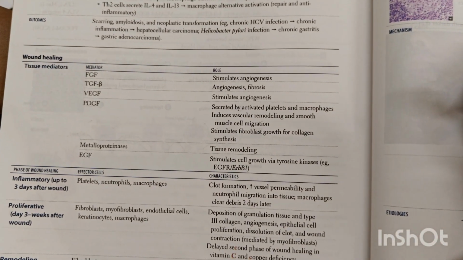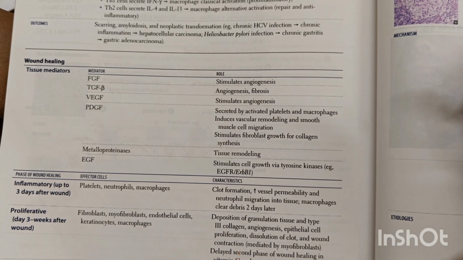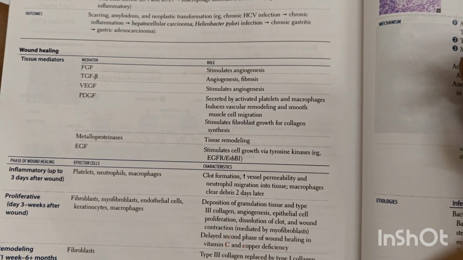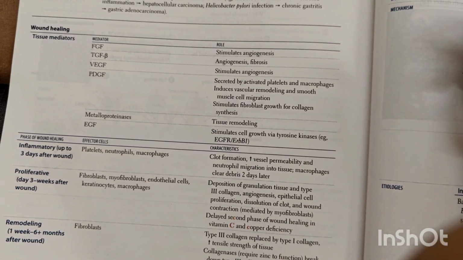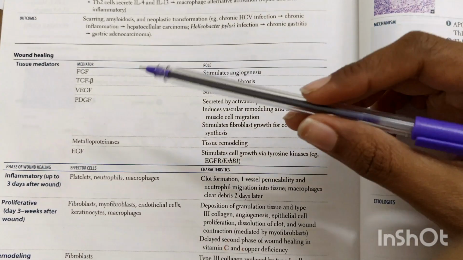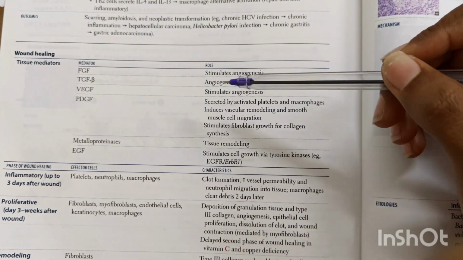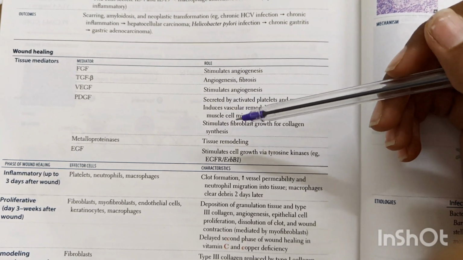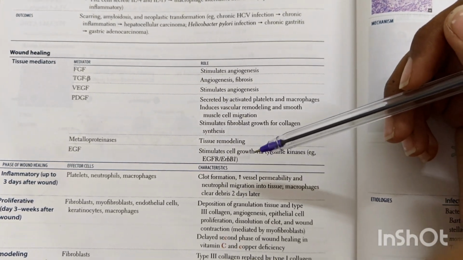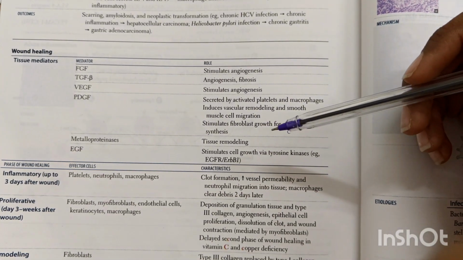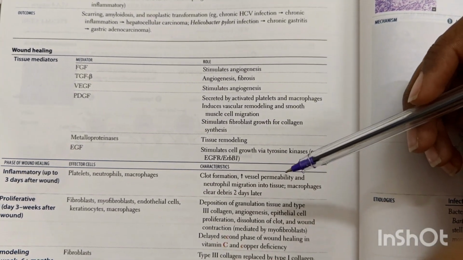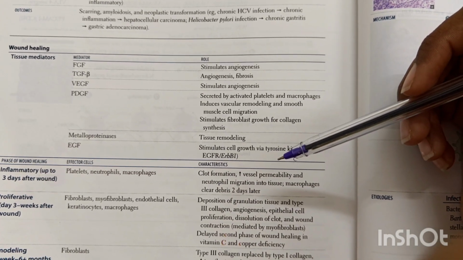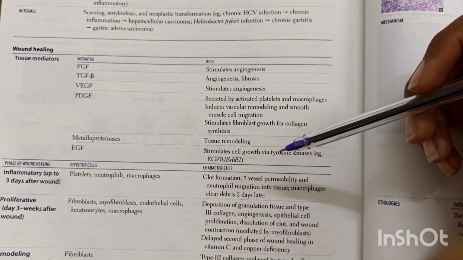Now coming to wound healing. Wound healing begins hand in hand with the inflammation. There are several tissue mediators for wound healing, like FGF for angiogenesis, TGF beta for angiogenesis and fibrosis, VEGF for angiogenesis, PDGF for platelets, macrophages, and also to stimulate fibroblast growth for collagen synthesis, metalloproteinases for tissue remodeling, and EGF for cell growth.